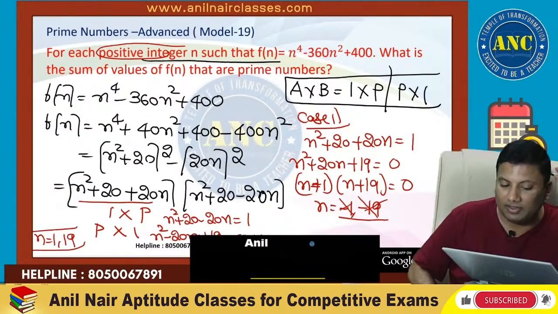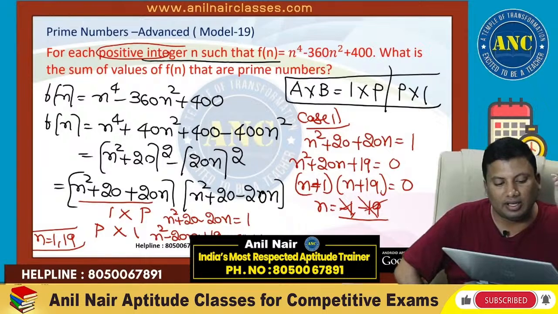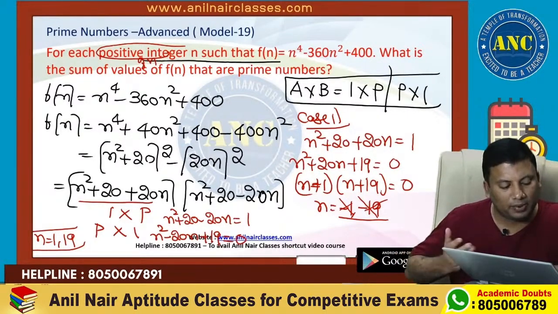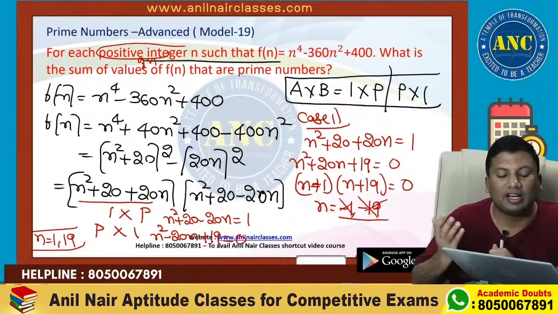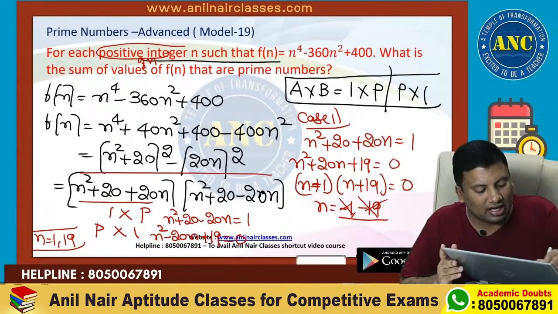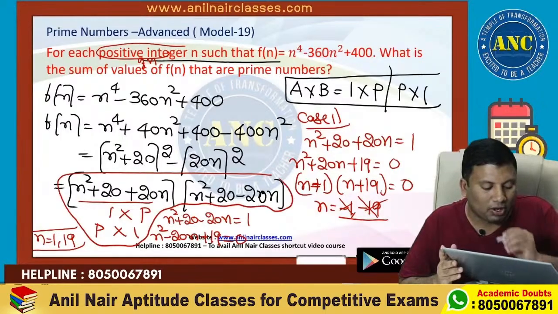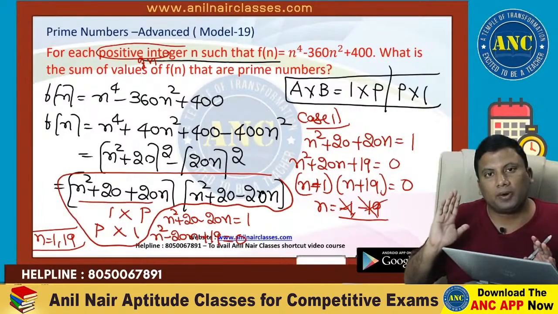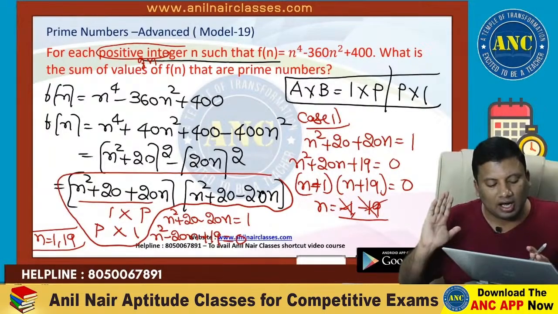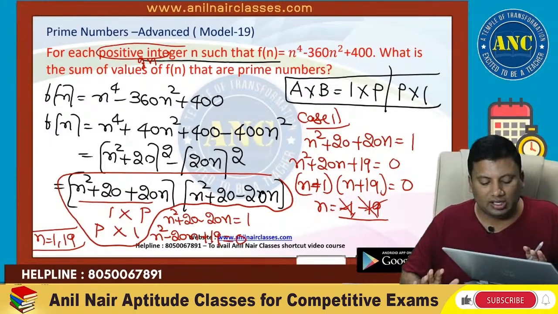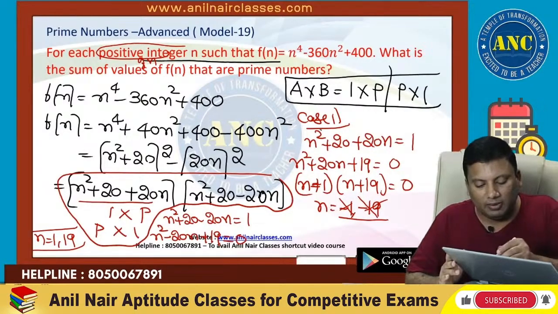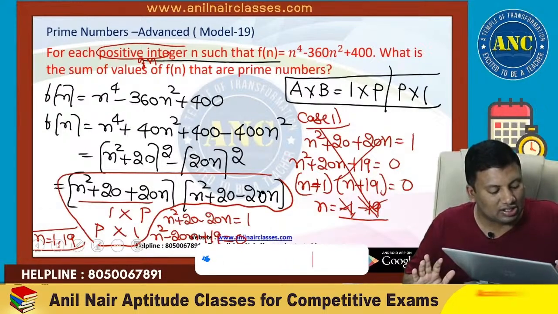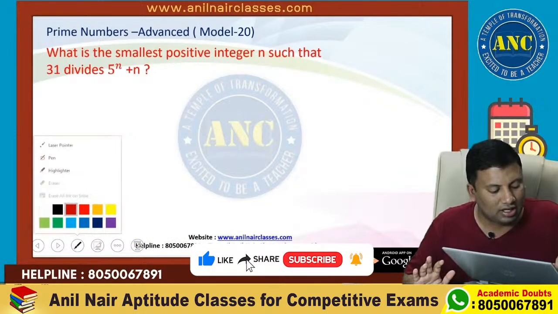What is the sum of the values of n such that f of n is a prime number? Whatever values of n you got, add them. The only thing you should get is the idea to write it down as a product of two factors, which is 1 into p or p into 1. So n square plus 20n is 1, or n square minus 20n is 1. If you are getting a negative value, please eliminate it because the question asks for a positive integer. I hope the idea is clear. It seems like a difficult question, but it is actually an easy question.